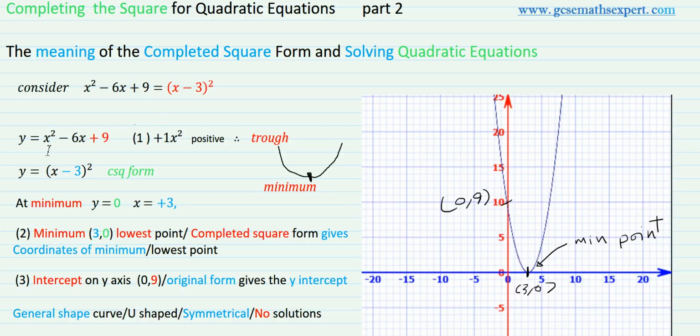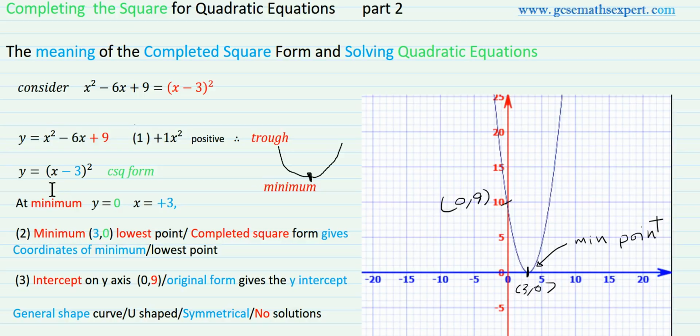From this we can see that in front of the x squared there is a plus 1 term. Yeah, it's a positive 1 term. Therefore, this curve is a trough type. Yeah, it has a minimum, a lowest point. Okay, this is the minimum point.